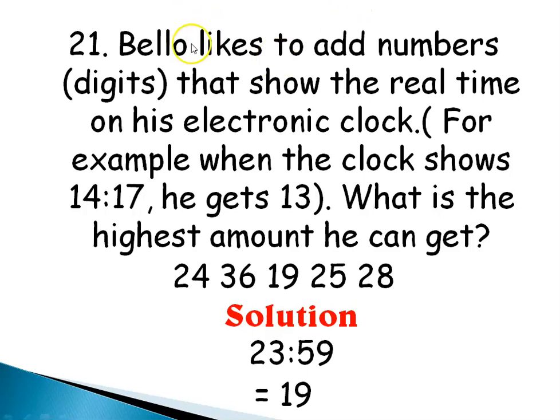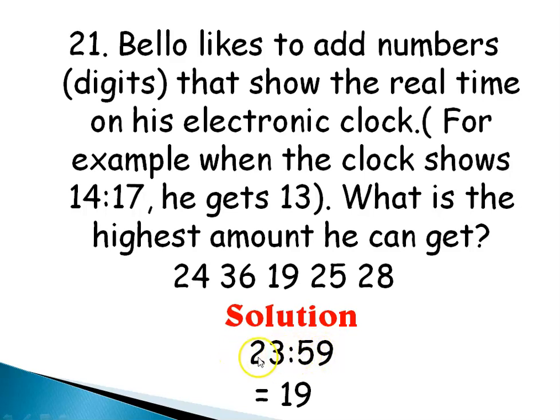Question 21 says, Bello likes to add the digits that show the real time on his electronic clock. You know an electronic clock, isn't it? Your digital clock, not the manual one. Those digital clocks that show 2:00, 1:59 like that. That's your electronic clock, just like you have on your mobile phone or on your computer screen. So the question is asking, what is the highest amount it can get? The lowest number you can have on your electronic clock is 00:00, and the highest number you can have there is 23:59. So this is the highest number.